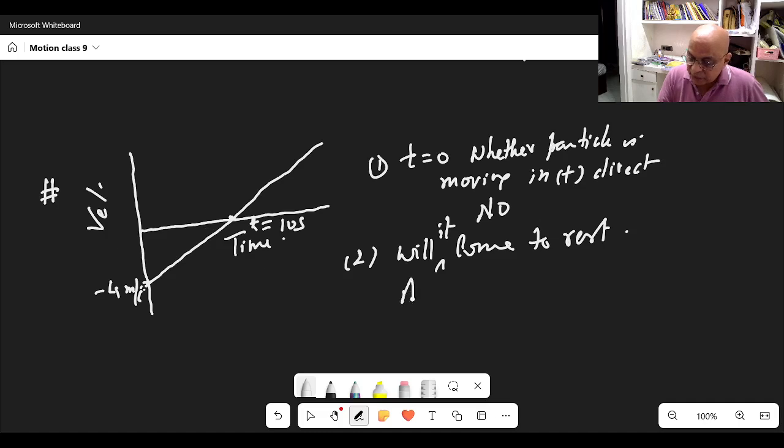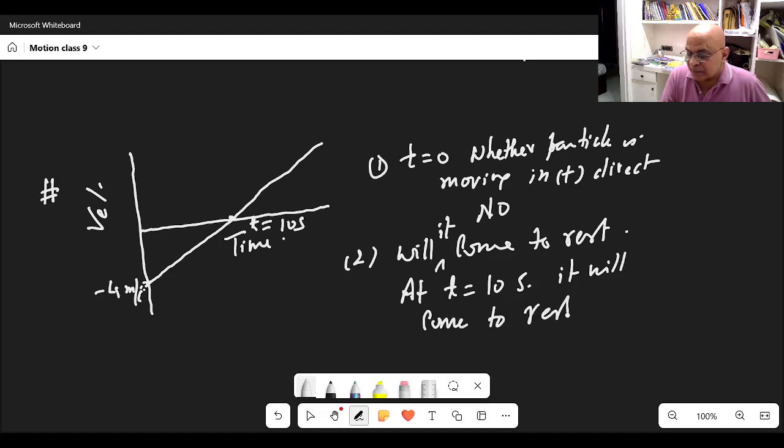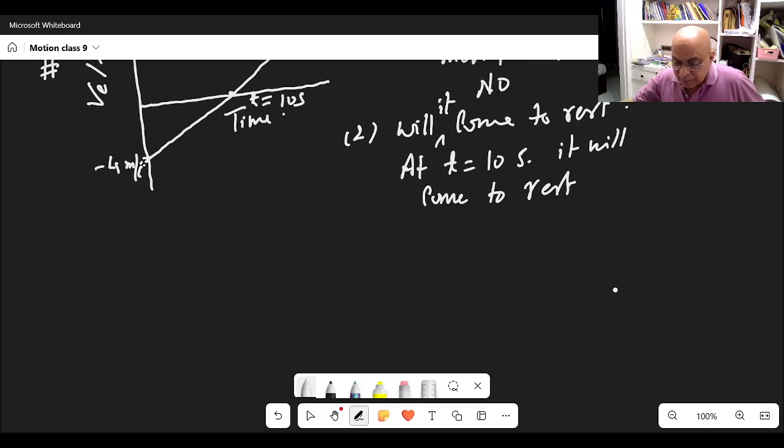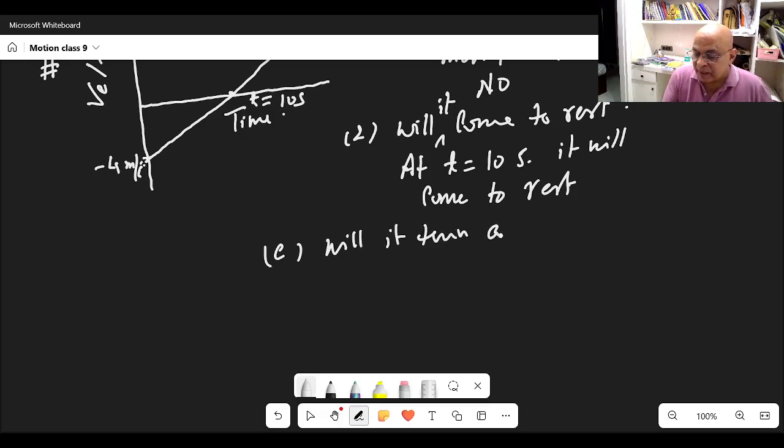So at t equal to 10 seconds, it will come to rest. Now the third part is, does the particle turn around? Yes. After t equal to 10 seconds, its velocity is increasing, so it will move.